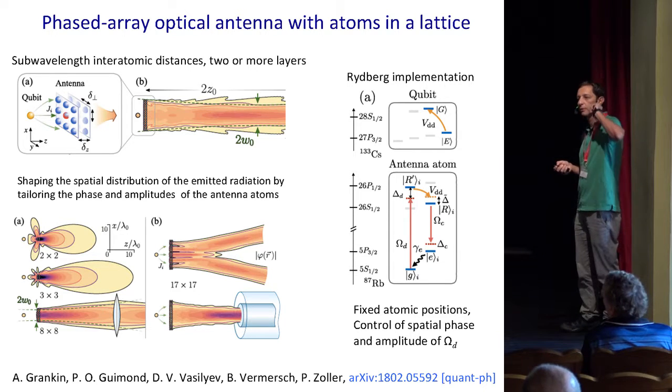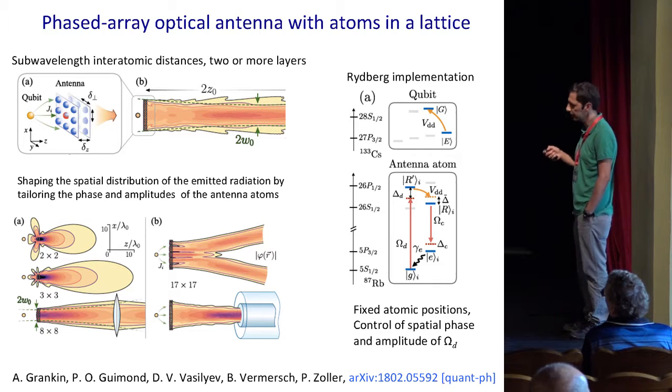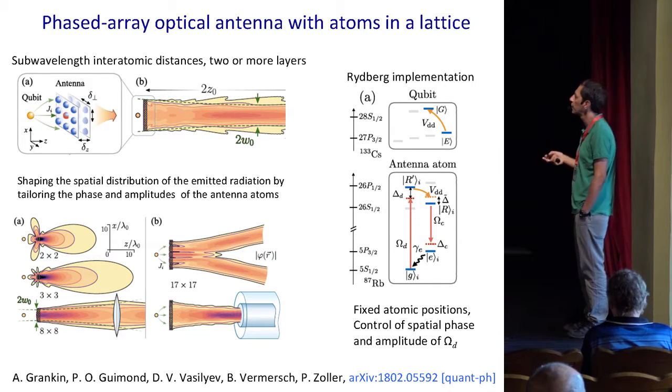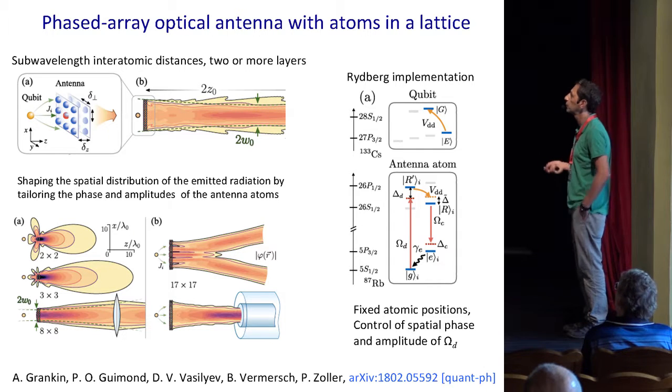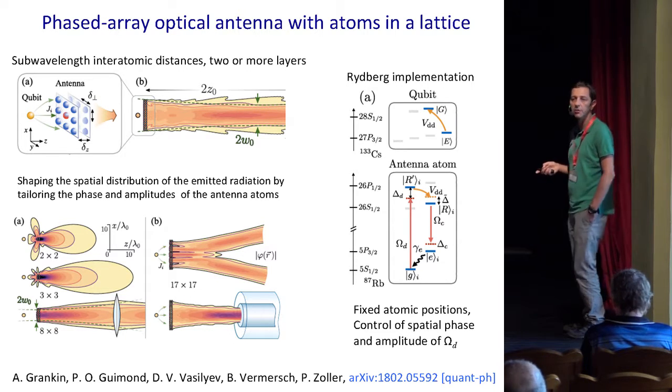that helps you to induce the dipole-dipole interaction mapping from the source atom to your phased array. You can control the amplitude and phase of every atom in this array, and by doing that, you can basically control or tailor the emission pattern of your radiation.